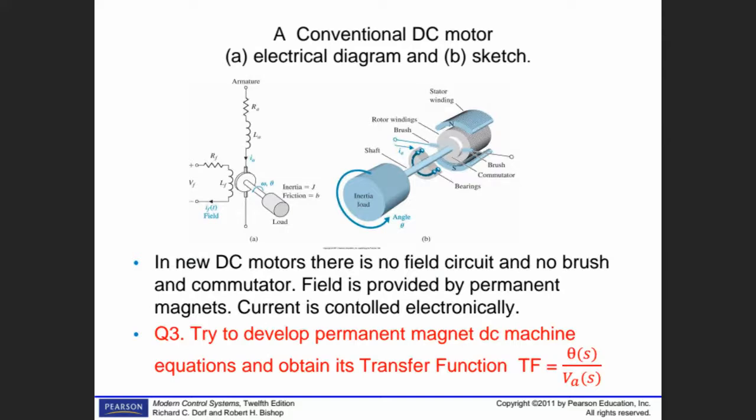In new DC motors, there is no field current and no brush and commutator. Field is provided by permanent magnets. Try to develop the permanent magnet DC machine transfer equation. All right, so I'm going to do it. I'm going to open up a clean white page. Electric machine. Transfer function.